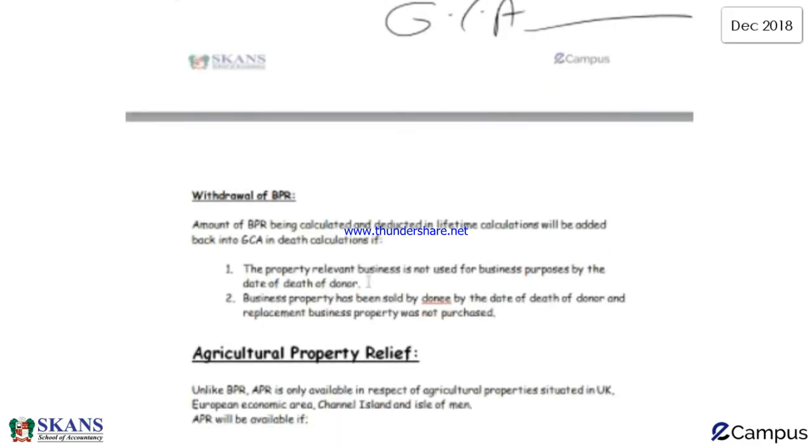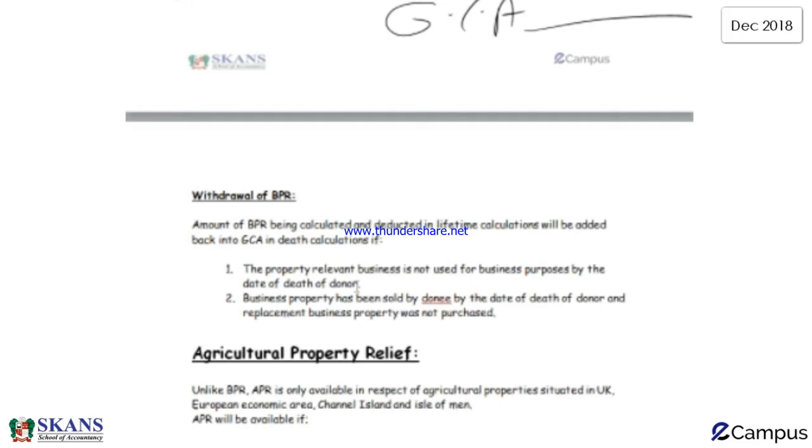If the relevant business property is not used for business purposes by the date of death of the donor. For instance, it was a building which was used in a trade. My client transferred it, and when my client died after 4 years, this transfer becomes chargeable, and we find out the donee is not using this building for business purposes anymore. In this case, we have to add back the BPR calculated in the lifetime calculations to the GCA, and increase our GCA with the amount of BPR.